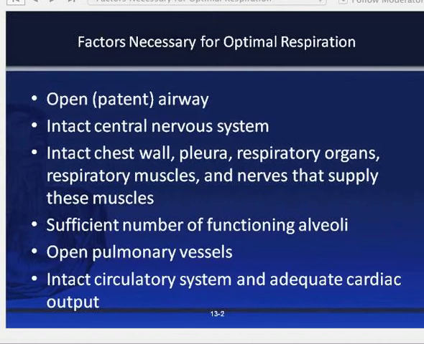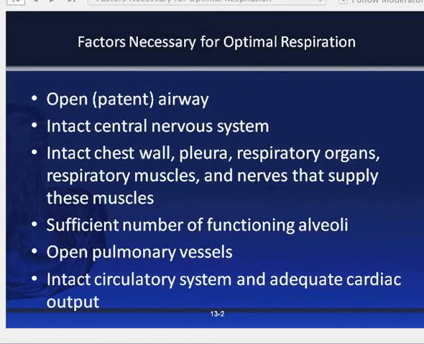Alright, as we get started, factors that are necessary for optimal respiration include, the most obvious one, a patent airway. If our airway is not open, then how are we getting oxygen in and out? Next, we need to have an intact, functioning central nervous system. Remember, the central nervous system is what controls the respirations in the body. It controls the ventilations, and we can't have adequate respirations without ventilations. We need to have an intact chest wall, pleura, respiratory organs, respiratory muscles, and nerves that supply these muscles. Again, all help with ventilation.